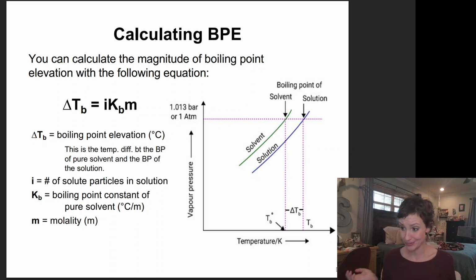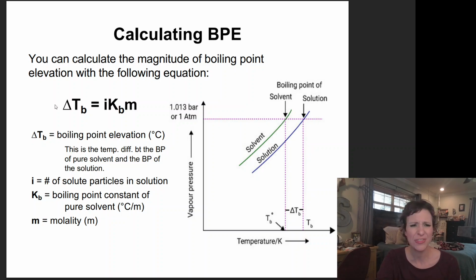All right, so I told you there's some calculations on calculating BPE, or boiling point elevation. I can calculate the magnitude of boiling point elevation, meaning how much that original boiling point will be raised, using this equation. Delta TB, which stands for the boiling point elevation, is technically the difference in temperatures between the boiling point of the pure solvent on its own and the boiling point of the solution, meaning with the addition of solute in it.